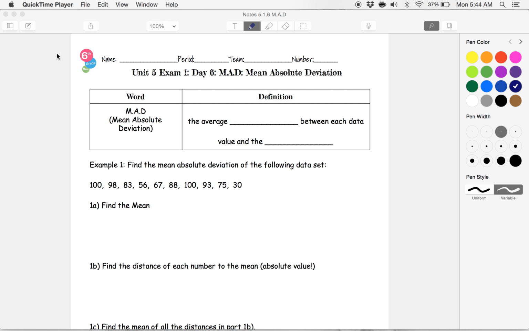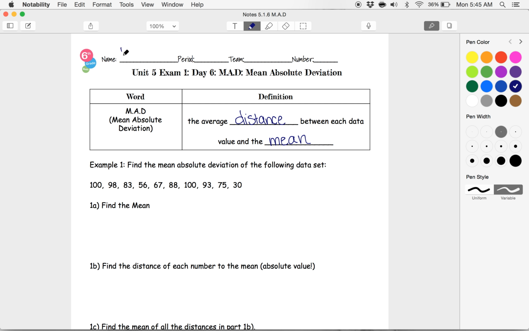So, today we're going to start talking about something called mean absolute deviation. So, what is MAD, or mean absolute deviation? That's going to be the average distance between each data value and the mean.